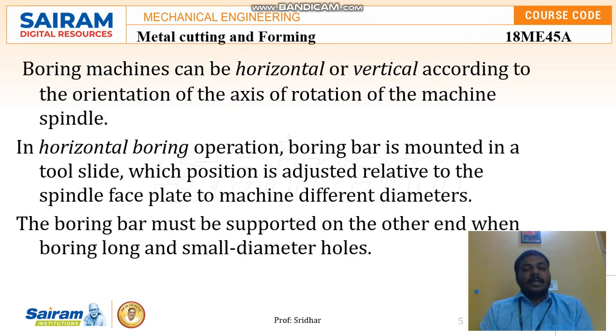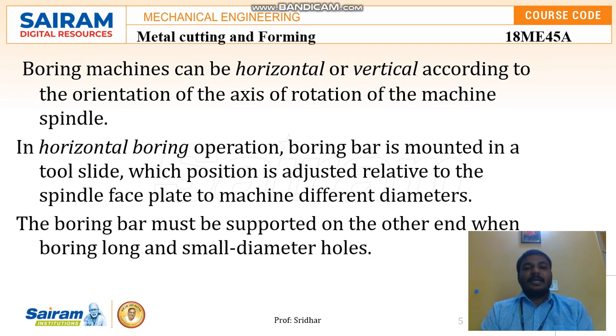A boring machine can be either vertical or horizontal, classified according to the orientation of the axis of rotation of the spindle. In the horizontal boring machine, the boring bar is mounted on the tool sled, whose position is adjusted relative to the spindle face, to machine different diameters. Easily, by adjusting the spindle position along with the tool sled, we can carry out the machining process for different diameters.